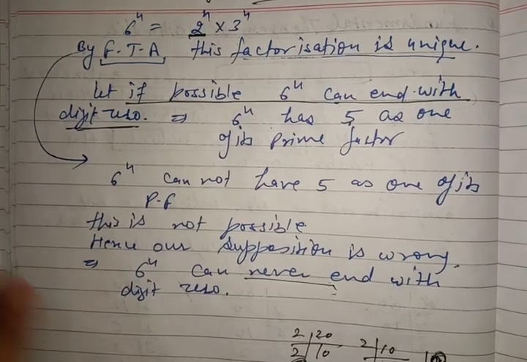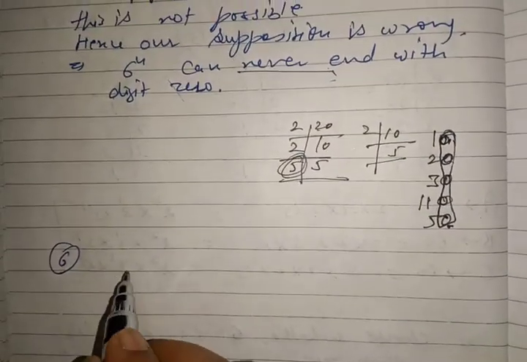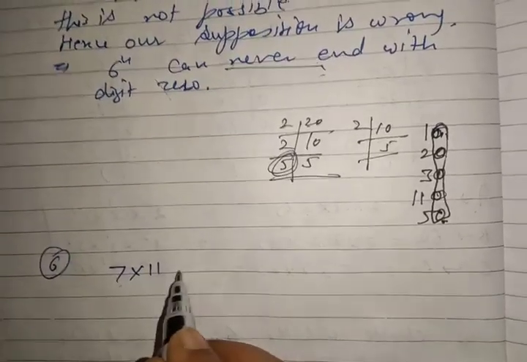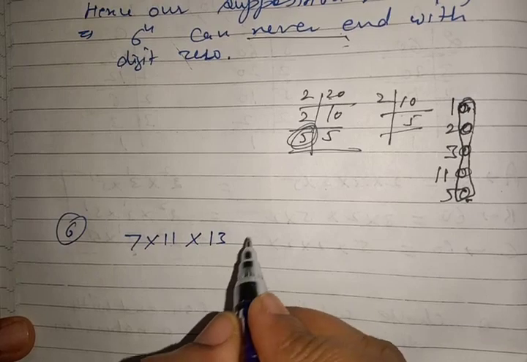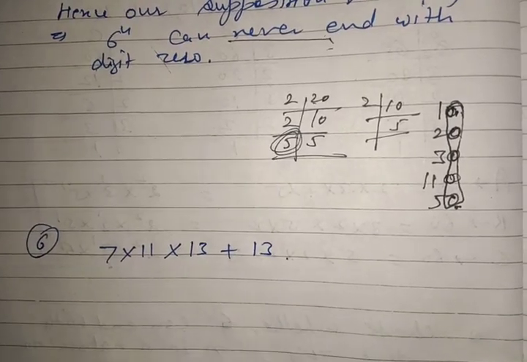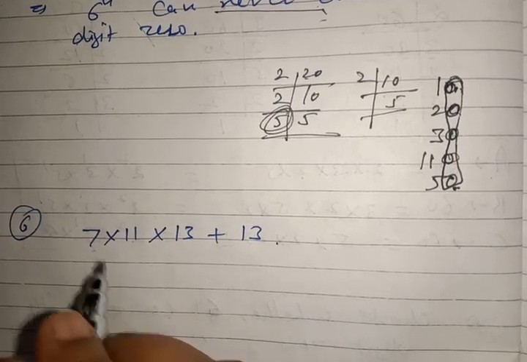Only one question is left, the 6th one. The 7th is also left. The 6th first of all we will do. We need to find whether 7 into 11 into 13 plus 13 is a composite number. We know the meaning of composite number. Okay, I will tell you.